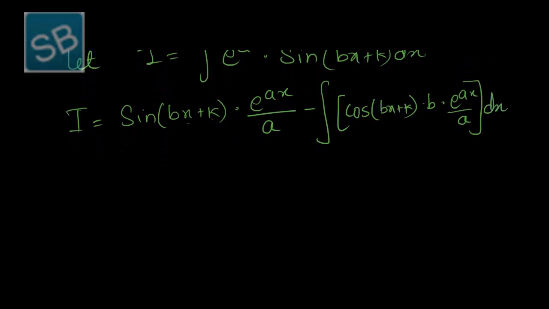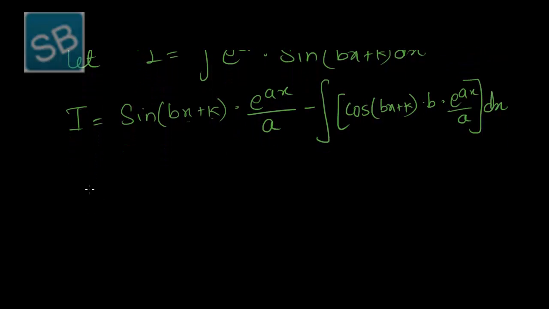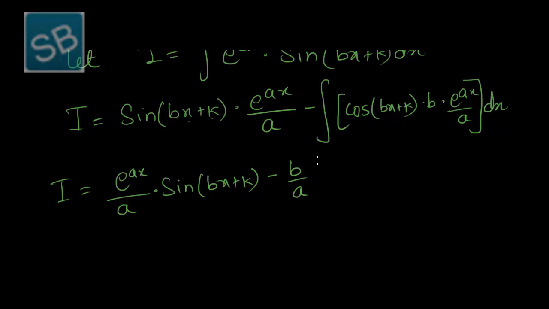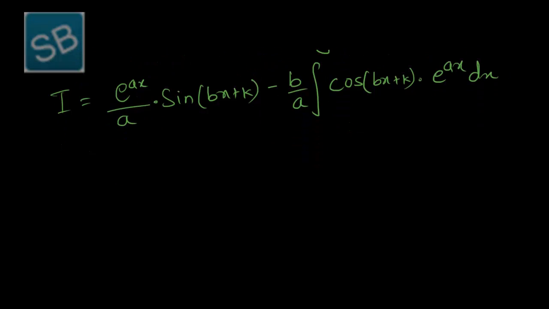So while doing this step, do it very carefully. A little bit of mistake makes the question wrong. So we get e raised to power ax over a into sine of bx plus k minus b over a taken as common, and in the bracket, in the integration sign, we have cos of bx plus k into e raised to power ax dx.